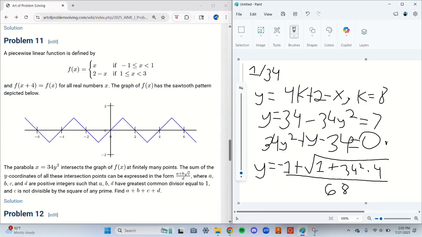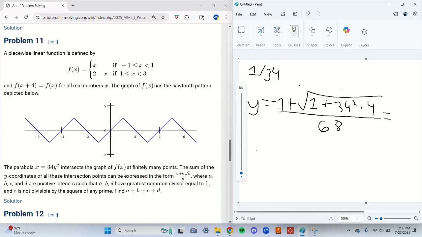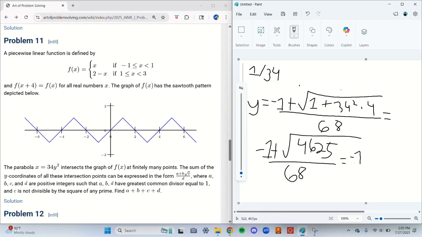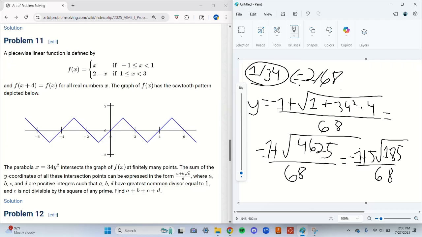And now let's simplify that. So negative 1 plus root 4625 over 68. We can factor out the 25, and then that'll become a 5 outside the radical. So negative 1 plus 5 root 185 over 68. And then remember, from our other sum, we still have this 1 over 34 lying around. And so that's actually 2 over 68, right? So we'll just add that to this. So this negative 1 becomes a positive 1 if we just add 2 to it. So we actually have 1 plus 5 root 185 over 68. So that's our final answer.